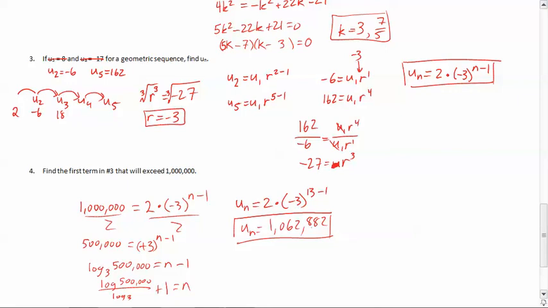All right? That's actually kind of neat that it only takes you 13 terms. It's the 13th term when you finally break 1 million. That's pretty fast. All right?